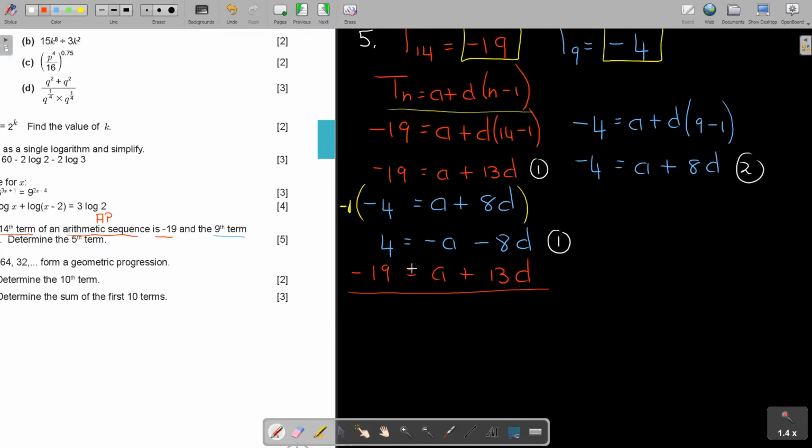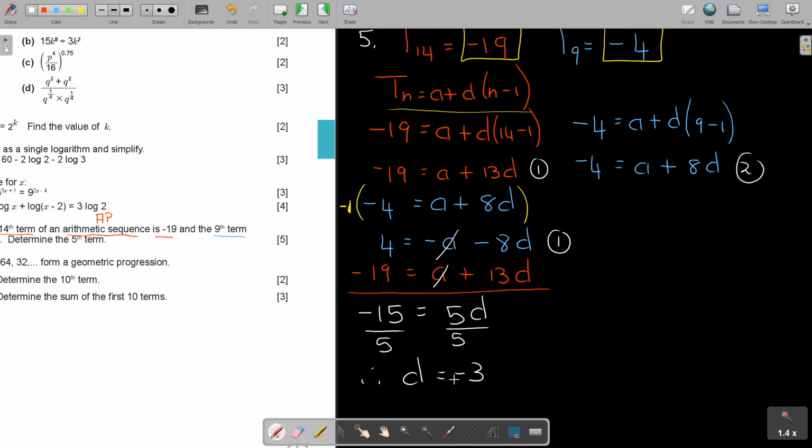Now, okay, this is what I want. I want cancelling out. And now I'm going to get negative 15. Do you see? And this one, it's going to be 13. It's going to be 5d. The d is here, so I divide by 5, not by 15, where the variable is, 5. So the value of d will be what? Negative 3. Do you see?